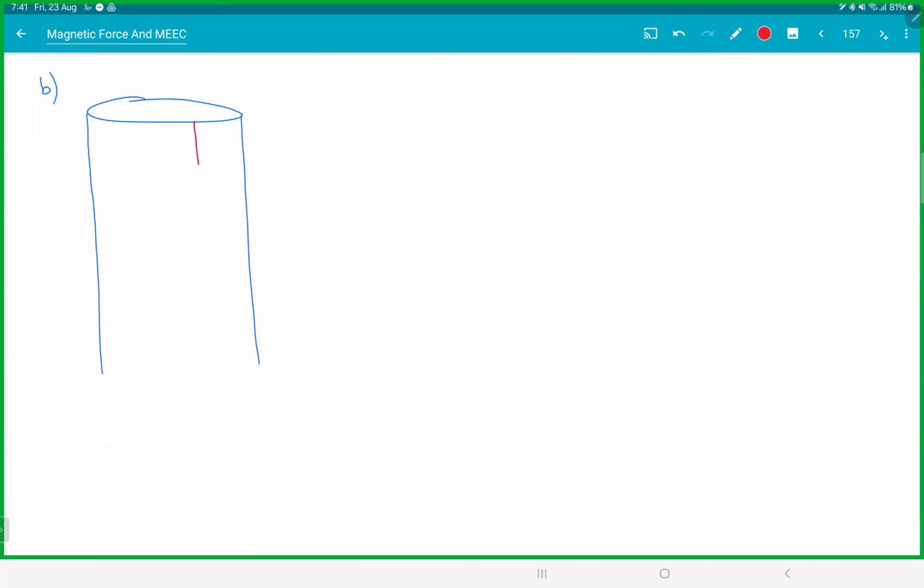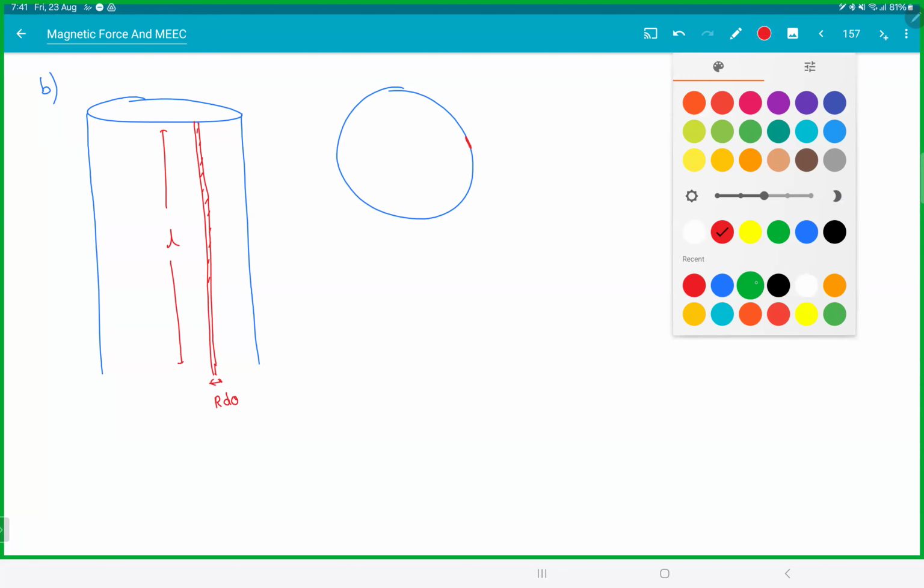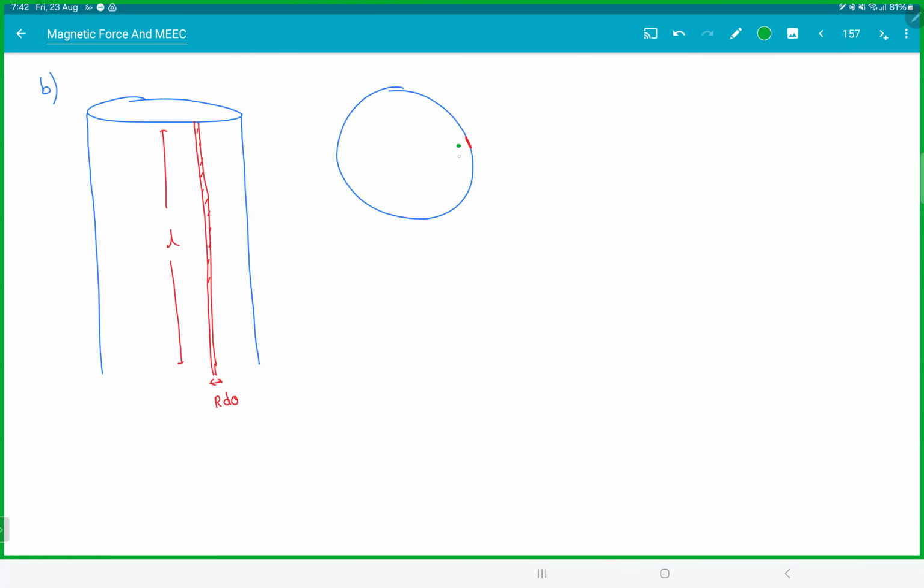We will take a thin slice here, whose width will be R d theta. You can treat this itself as a current wire. Let the length be L and the width R d theta. Now, if you take a point just inside and just outside, this is the top view. This is our red piece. I will consider a point just inside, point 1, and just outside, point 2.